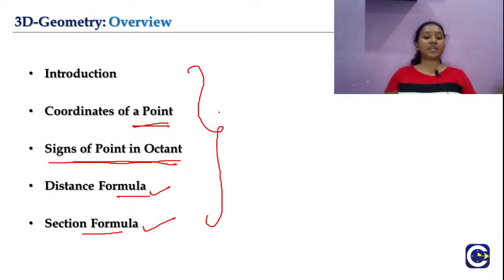So first we'll have a quick introduction, and then we'll see the coordinates as well as the signs of the point, and then we'll jump into the distance as well as the section formula. With respect to this, we are going to solve questions. Here in this session, as there are not many topics, I have added lots of questions, different types of questions you can expect related to the distance formula and section formula. So that's all there is in 3D geometry in 11th standard.